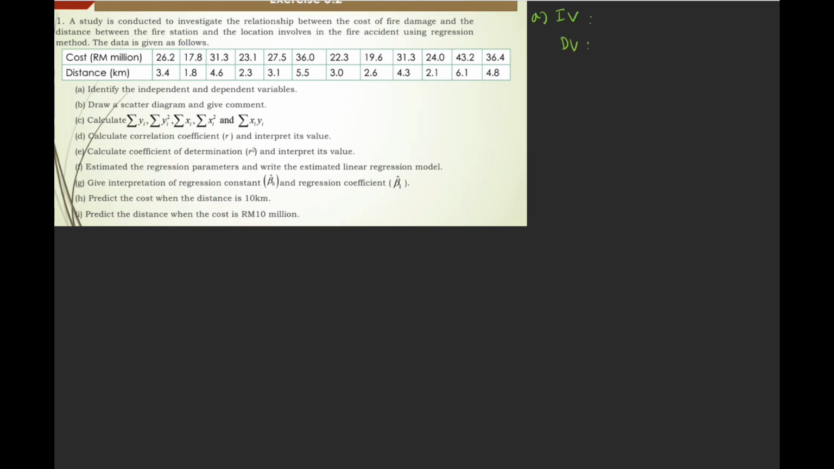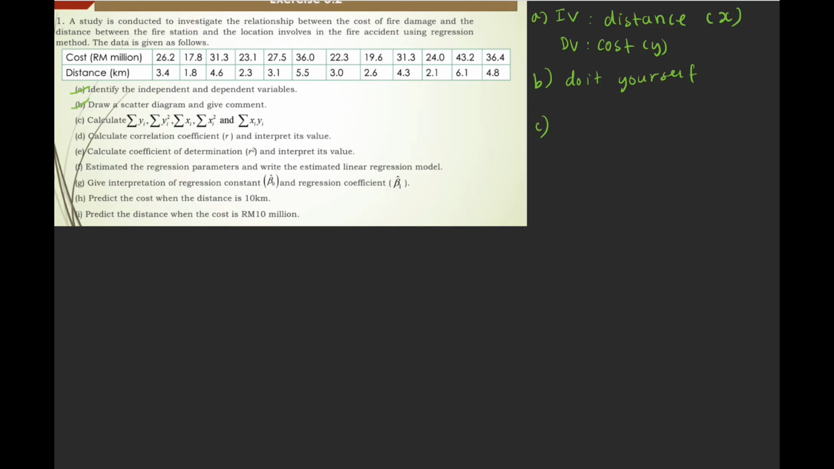So what depends on what? Is it cost depends on the distance, or distance depends on the cost? Cost depends on the distance. Alright. So the dependent variable will be the cost and the independent variable will be the distance. Okay, B. Draw a scatter diagram and give comments. I hope you can do it for yourself. Do it yourself for B.